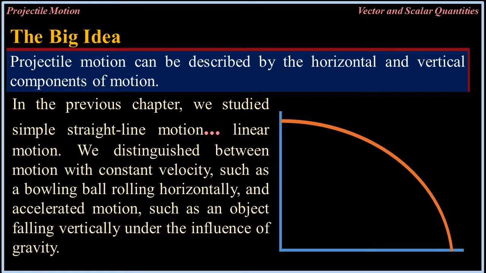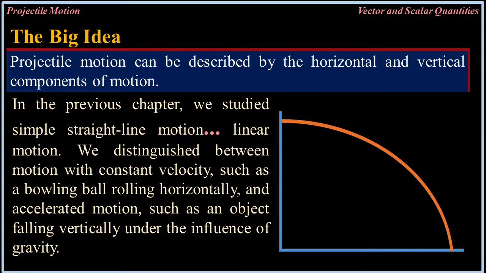The big idea: projectile motion can be described by the horizontal and vertical components of motion. In the previous chapter, we studied simple straight line motion, linear motion. We distinguished between motion with constant velocity, such as a bowling ball rolling horizontally, and accelerated motion, such as an object falling vertically under the influence of gravity.